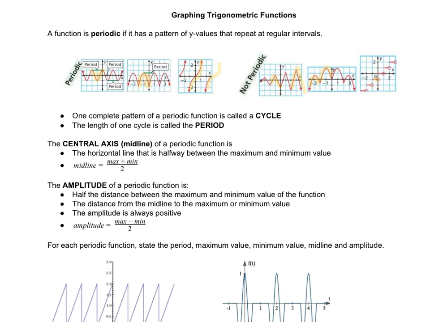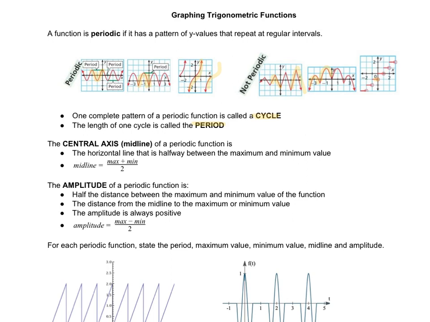Now, if something is periodic, there's some terminology that we need to learn. The first is when you have one complete pattern in your periodic function, that is called a cycle. And the length of one cycle, the horizontal distance of a cycle, is called the period. The period will be very important when we're determining equations of periodic functions.